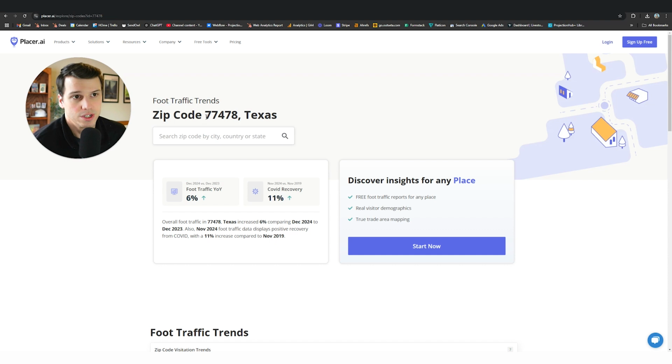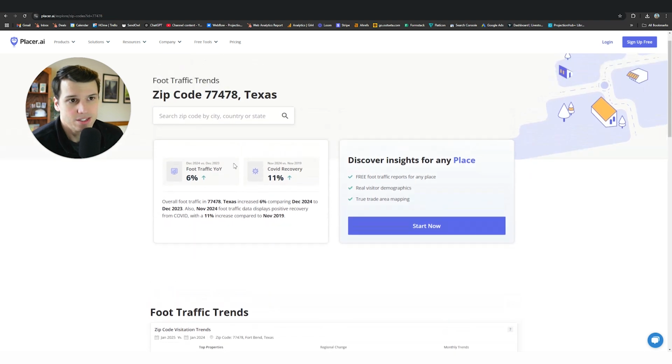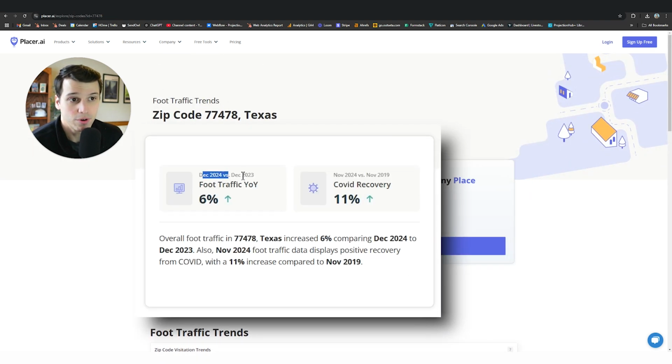So I already did that for this one in Texas. This is gonna be Sugarland, Texas. And so let's check it out, right? So put that in and it loaded it up, and we can see a quick snapshot here where it says December 24 versus December 23. So it's doing 2024 compared to 2023. Foot traffic year over year increased 6%.